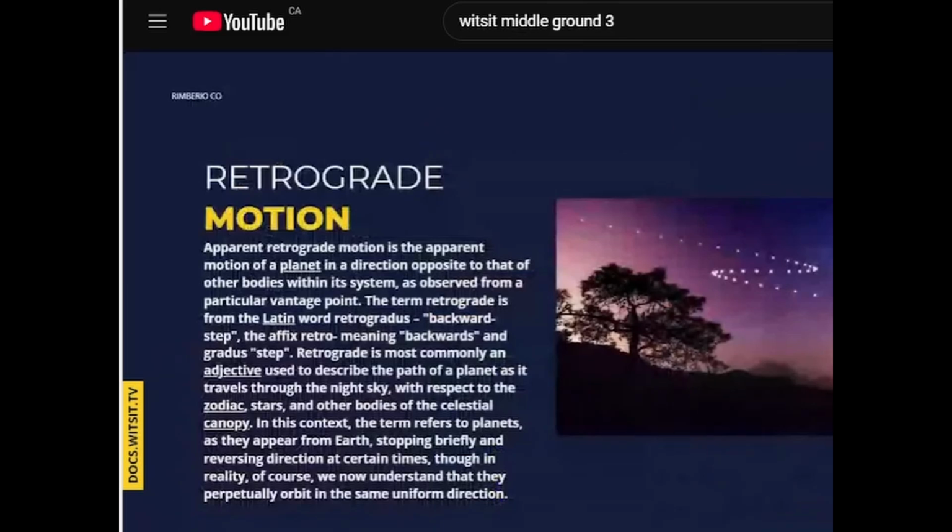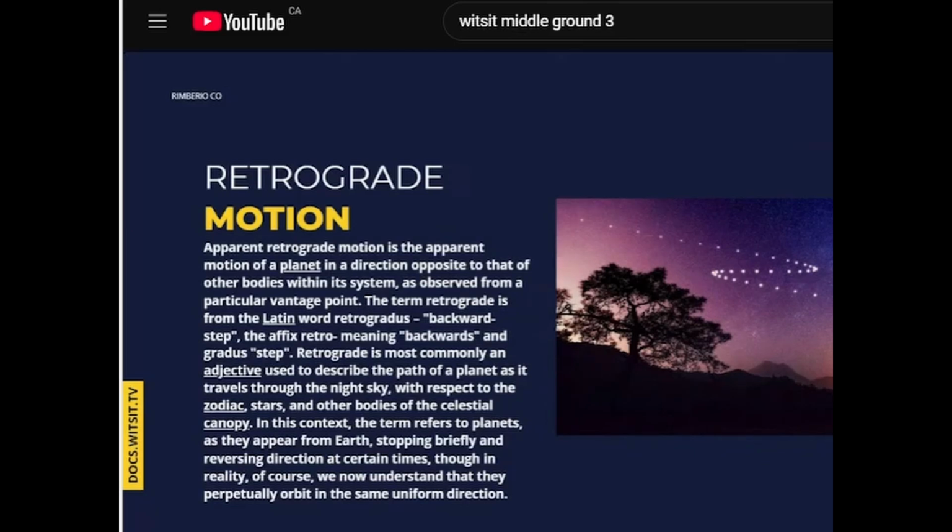So, retrograde motion, again, the apparent retrograde is the apparent motion of a planet in a direction opposite to that of other bodies within its system. We have a visualization there for you that's time lapse, I believe, of Mars throughout the year. As observed from a particular vantage point, the term retrograde is from the Latin word retrogradus, meaning backward step. Retrograde is most commonly an adjective used to describe the path of a planet as it travels through the night sky with respect to the zodiac, stars, and other bodies of the celestial canopy.